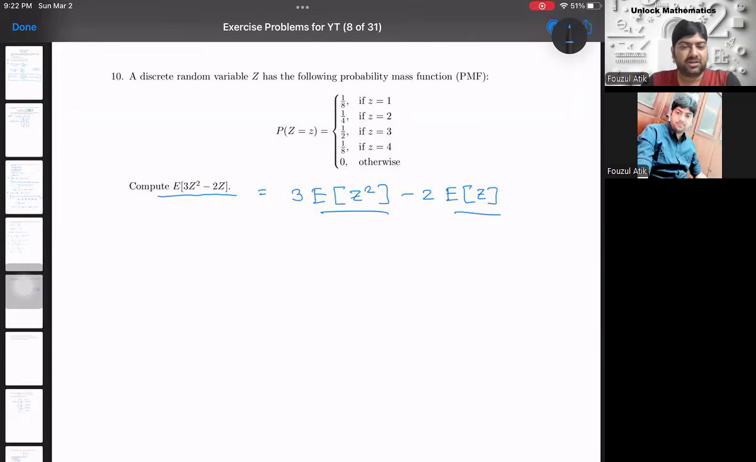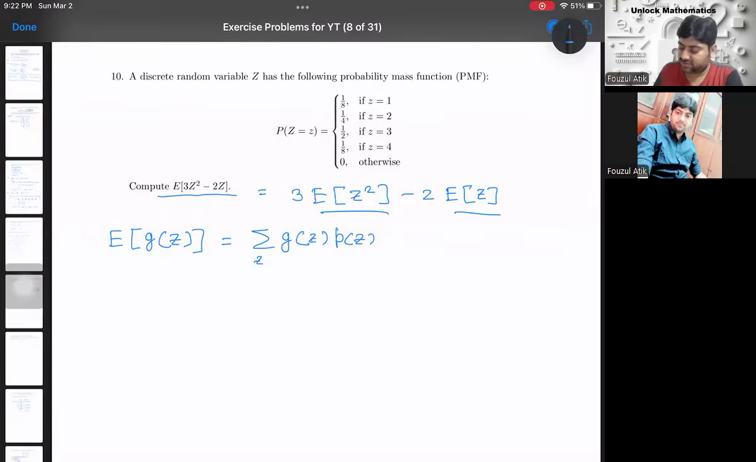And you can do it in another way also, because we know the formula that the expectation of some function, maybe g of capital Z, is equal to the summation of g(z) into p(z), summation over z. So we know this formula as well, correct? We can apply this formula where p(z), p of small z, is P of capital Z equal to z, that is the probability mass function.